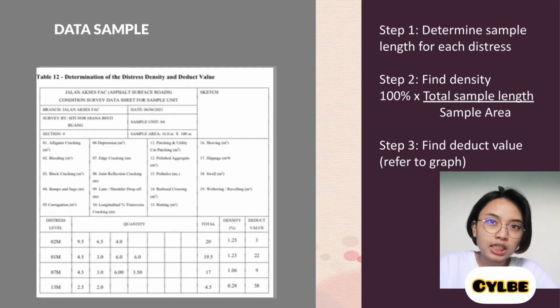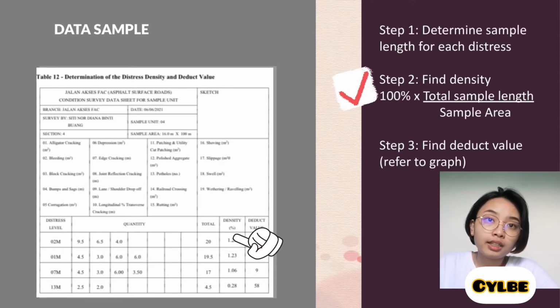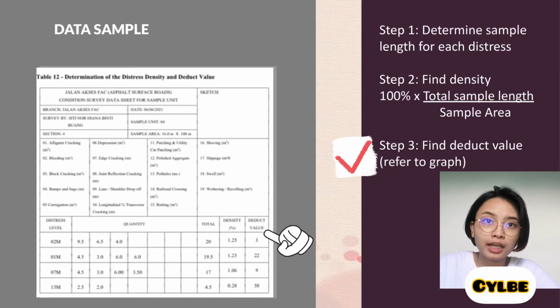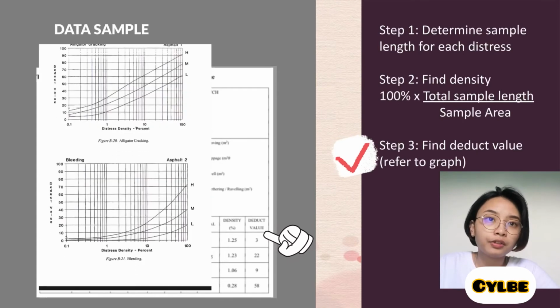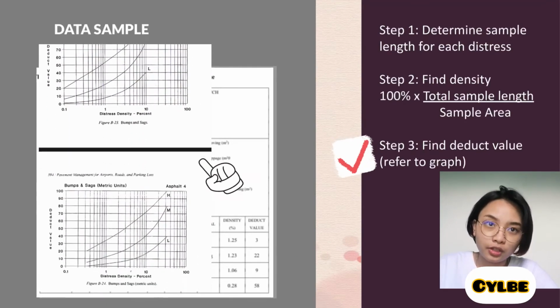In this presentation, I will present sample number 4. Step 1, we determine the sample length for each of the distresses, then we total the length. In step 2, we find the density by 100% times the total sample length divided by the sample area. And in step number 3, we find the deduct value, where we use the density value and refer to the graph of deduct value according to its type of distress.